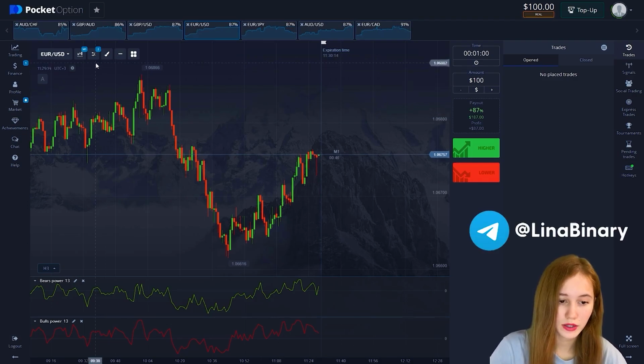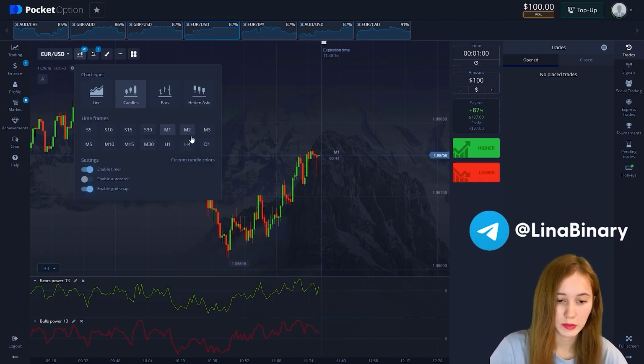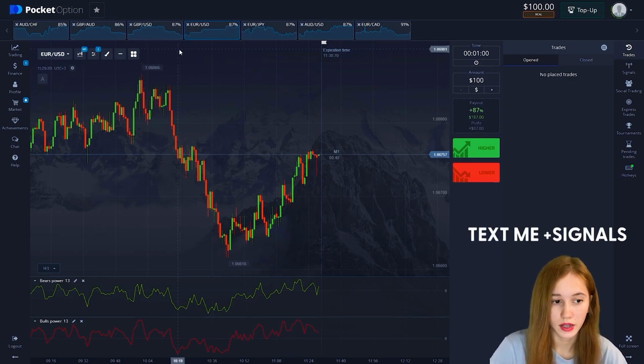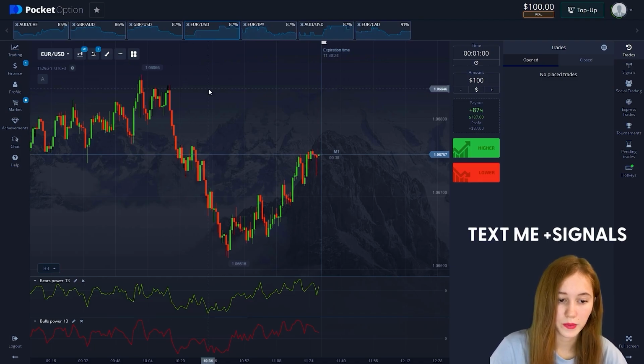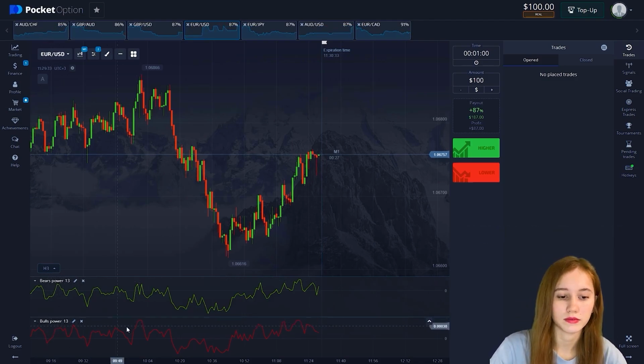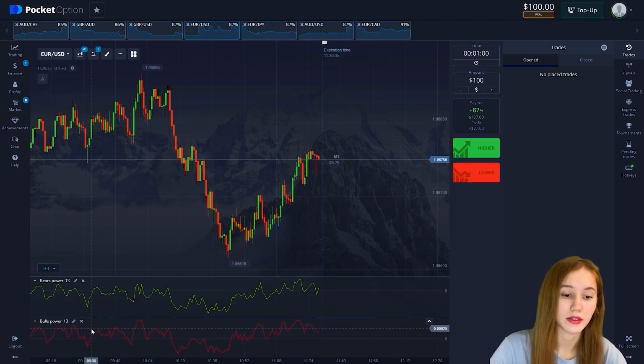So let's go to the settings, 1 minute, and we will use concept hours for trading, exactly 7. And you can see them. So we used our technical analysis and 2 indicators. So bulls power, let me show you the settings.